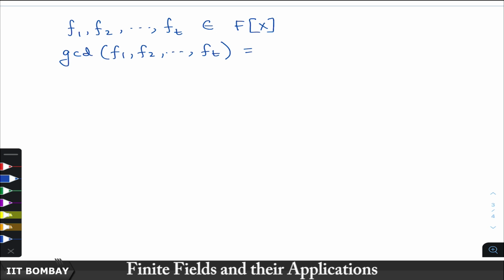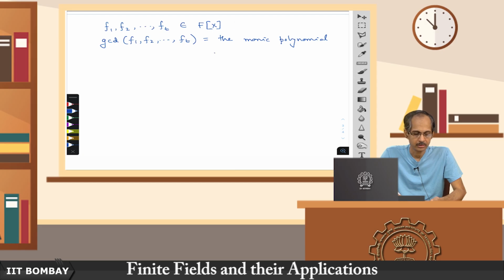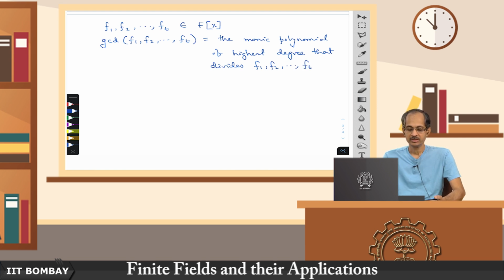This is the unique monic polynomial of highest degree that divides all the polynomials f1, f2 up to ft. That means it is the monic highest degree common factor of all the polynomials.